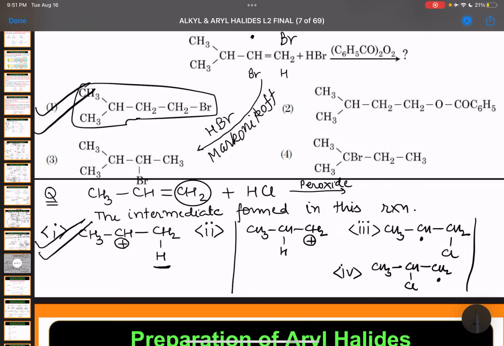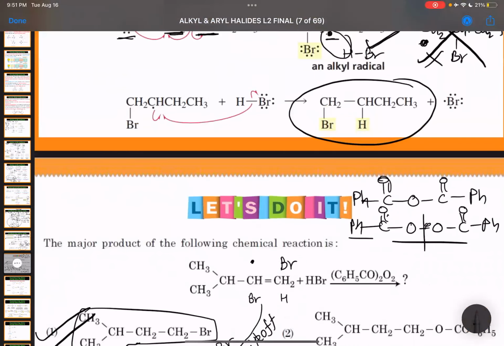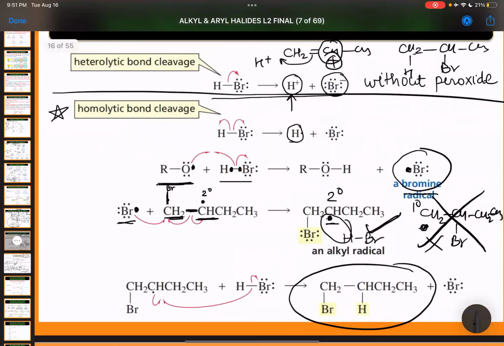Another thing is, what is the reason why? In JEE, actually 2 or 3 times the reason is also asked. So what is the reason? The reason is HF and HCl have strong bonds, and they are not cleaved by peroxide. Look here, what the peroxide is doing. The peroxide is breaking the H radical from the HBr.